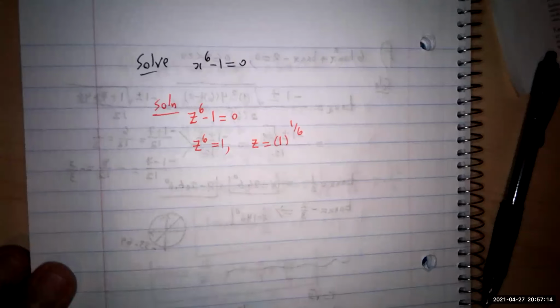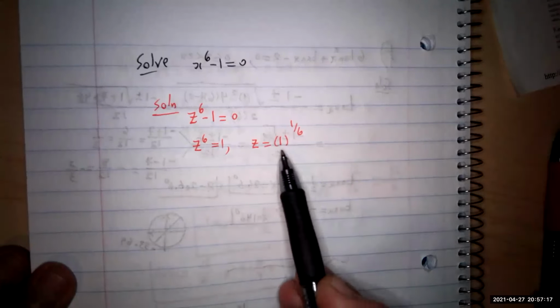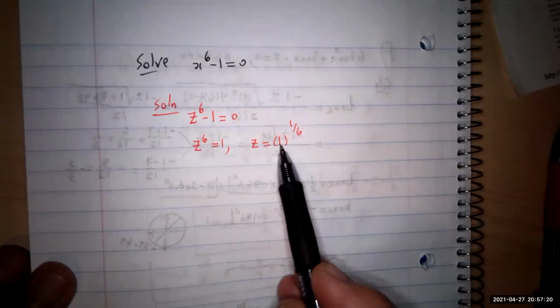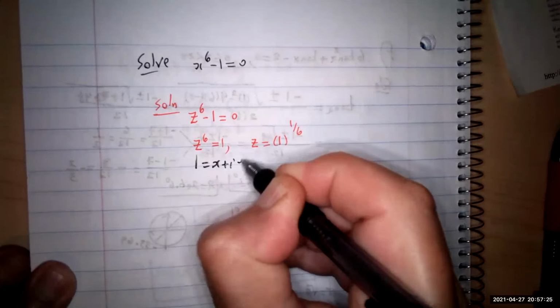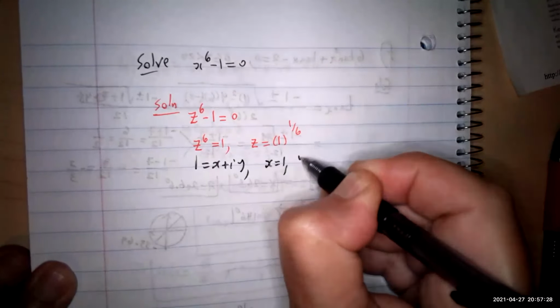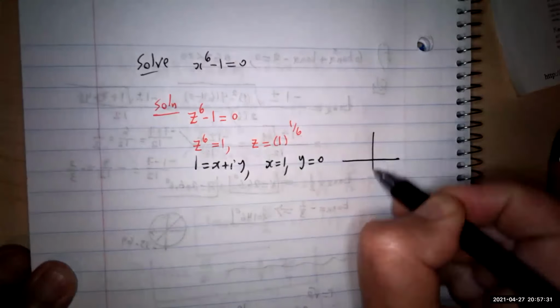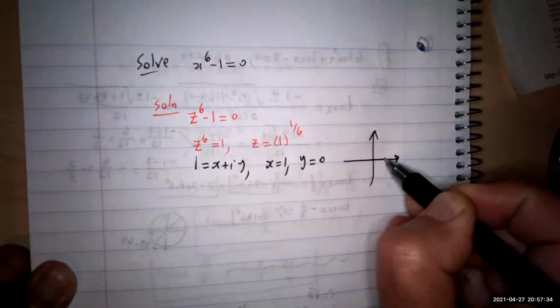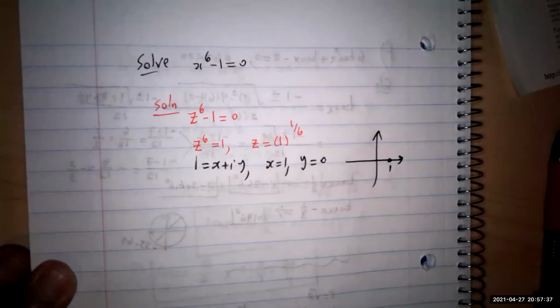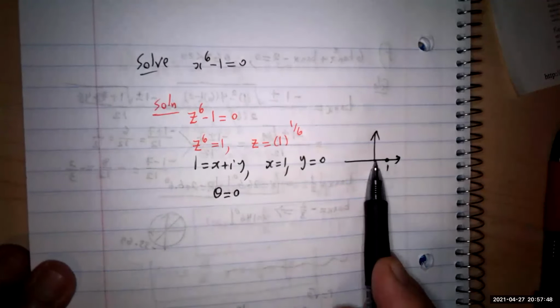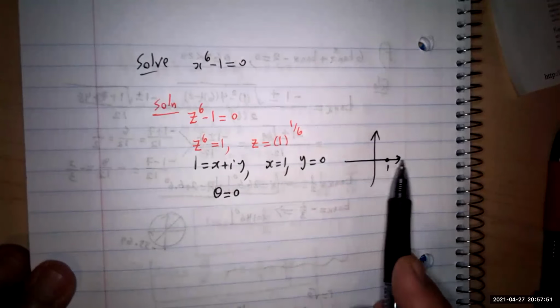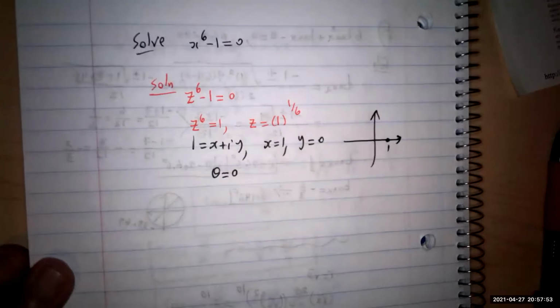So be careful. What we are going to do is change this into polar form. So we have the number 1. So 1 is equal to x plus iy. So x is 1, y is 0. We are here. So what's going to be theta, the angle? It's going to be 0, because the angle between the initial side and the terminal side of the number is 0.